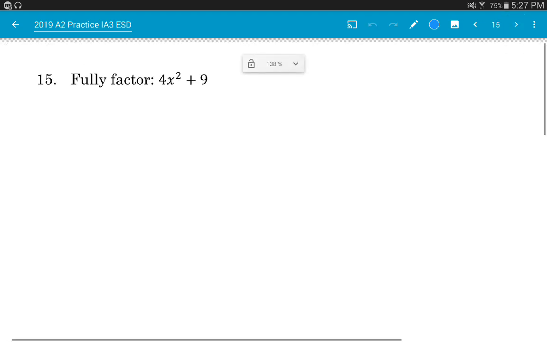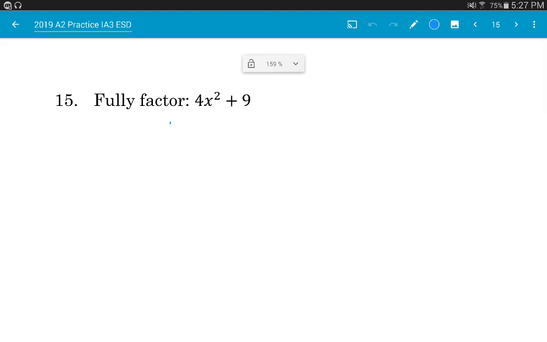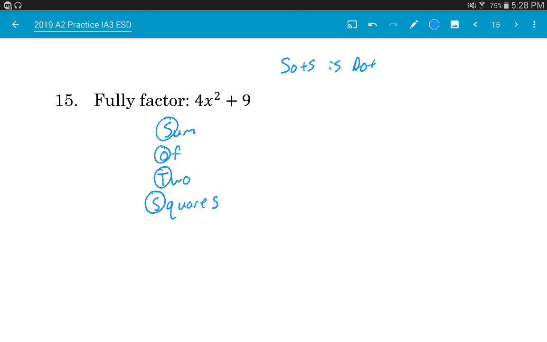Fully factor 4x squared plus 9. Now this is the sum of two squares. This is sum of two squares, that's SOTS. Now, SOTS is DOTS, but with i's. So what that means is the square root of this is going to get me 2x.